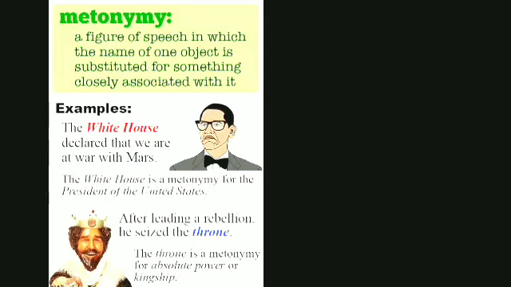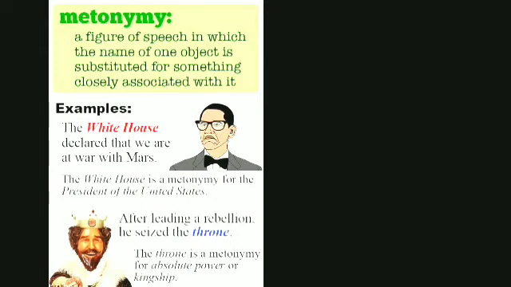Metonymy, a figure of speech in which the name of one object is substituted for something closely associated with it. As we said in the poem, scepter and crown is closely associated with king. So instead of saying king, the poet said scepter and crown. The same way, scythe and spade are closely associated with farmers. So instead of saying farmers, the poet said scythe and spade.